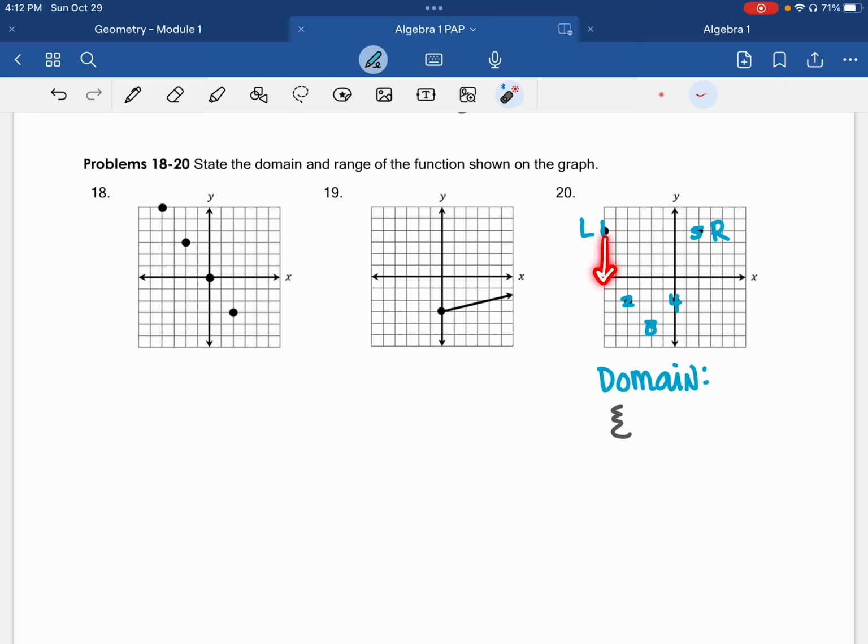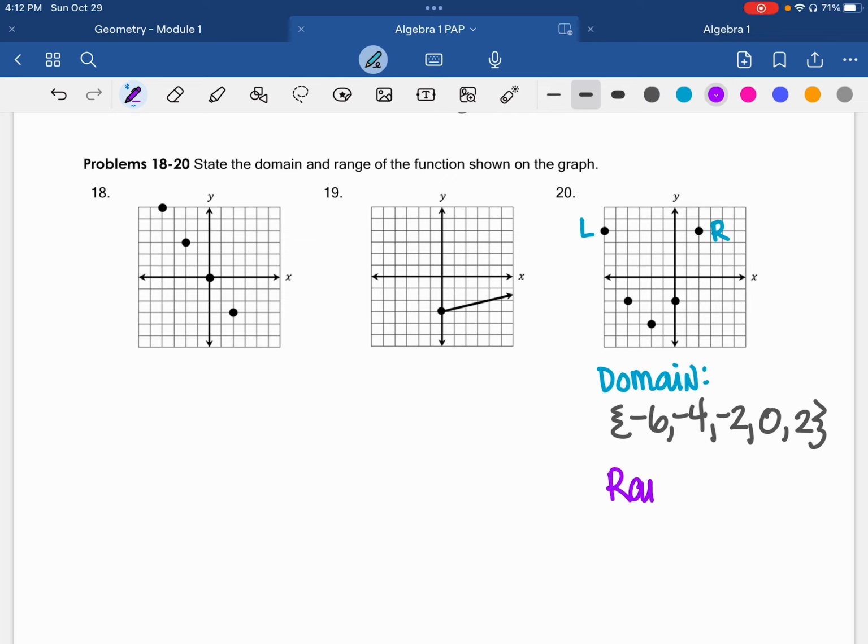This one is -6, this one is -4, this one is -2, this one is 0, and finally this last one is +2. So I'm going to say -6, comma, -4, comma, -2, comma, 0, comma, 2. I should have 5 of them. Now I'm going to come in here and I'm going to just erase these numbers because that only worked for the domain. Now we're going to go ahead and we're going to do the range.